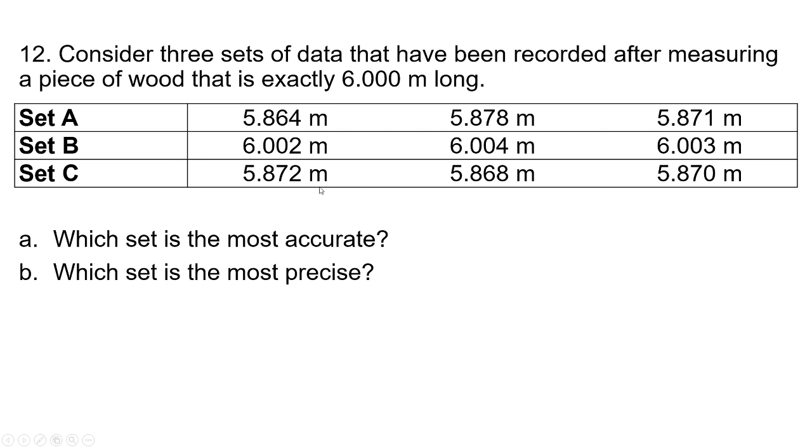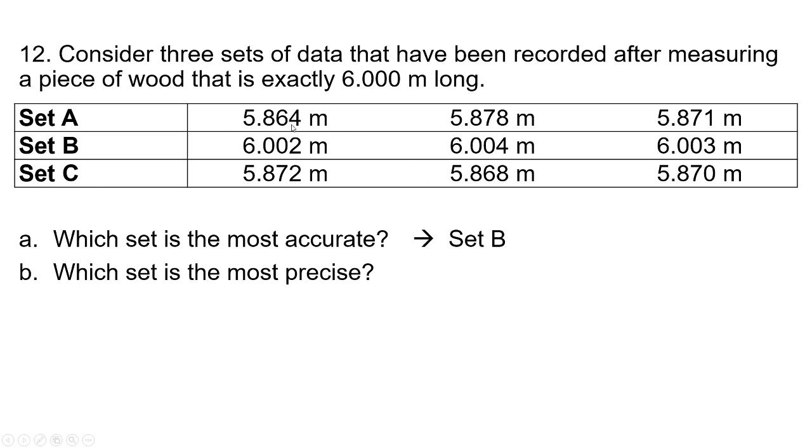And if you look at set C, this set is also very similar to that. So if I had to report which one's the most accurate, that would be set B. Because again, we're looking at 6.00, that's only off by 0.002, 0.004, and 0.003. Whereas all of these are off by the 0.2 or 0.1 type thing. So these are much more off than this one here. With regards to precision, we want to look at how the values vary from each other.